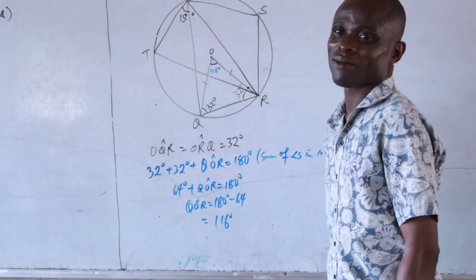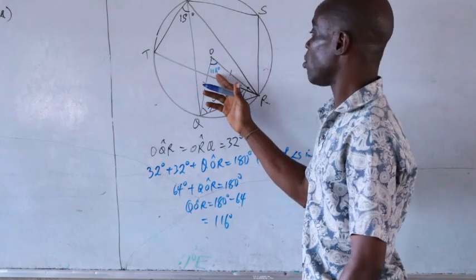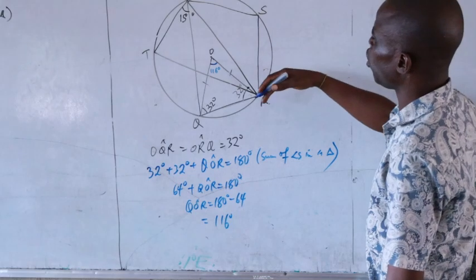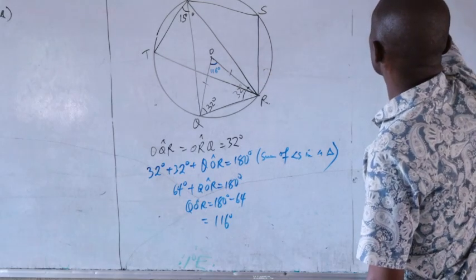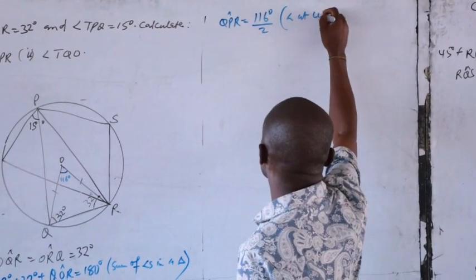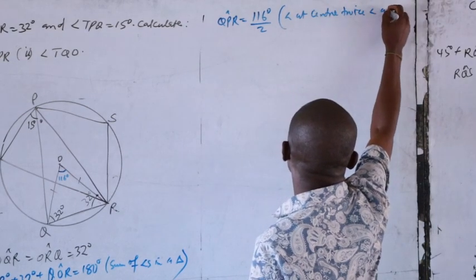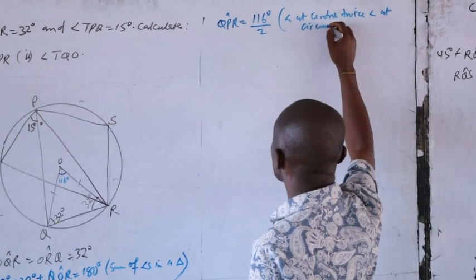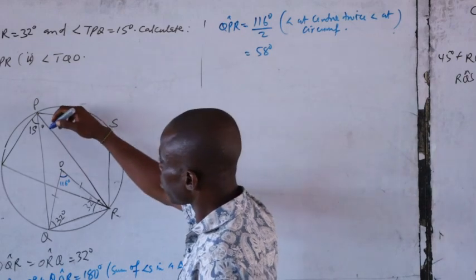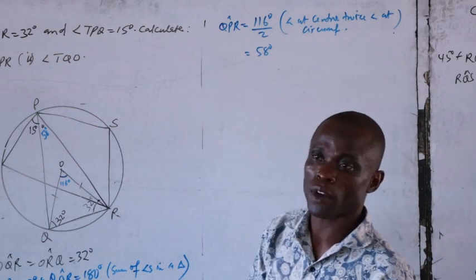We cannot get this QPR that we are looking for now except by dividing this one by 2. Angle at center twice angle at circumference. So QPR is now equal to 116 degrees over 2. Reason: angle at center twice angle at circumference. So that's 58. That's the first question, 58.